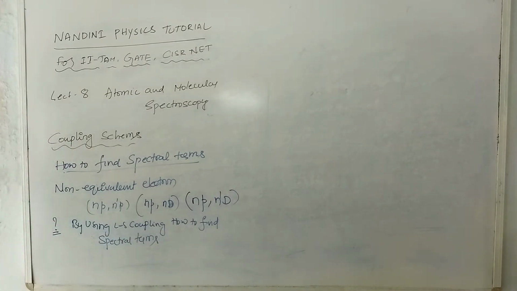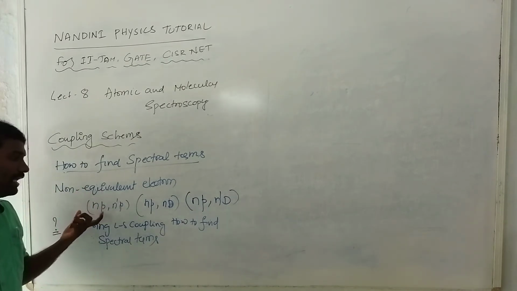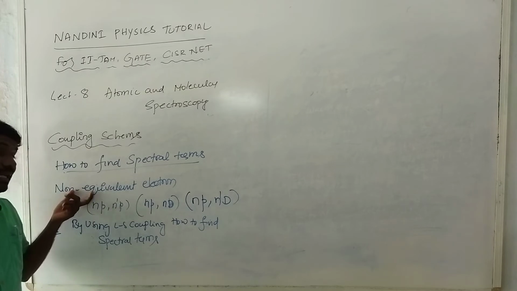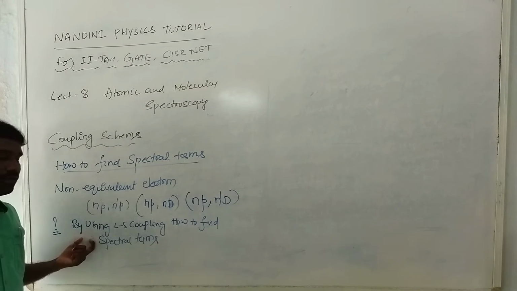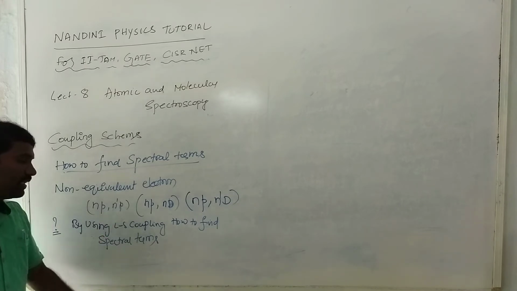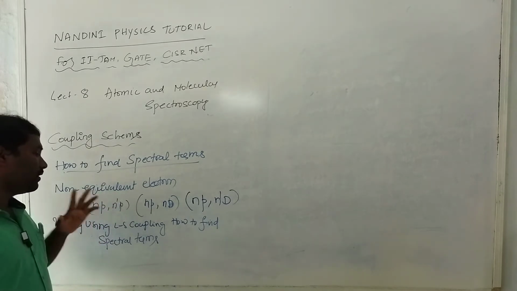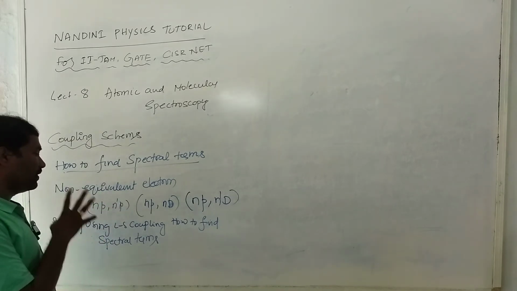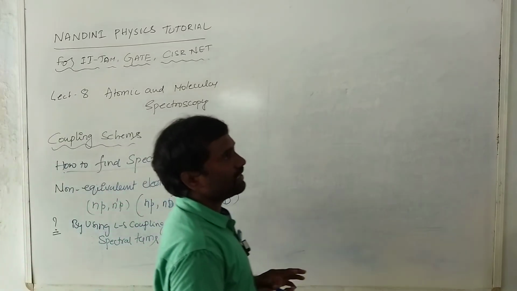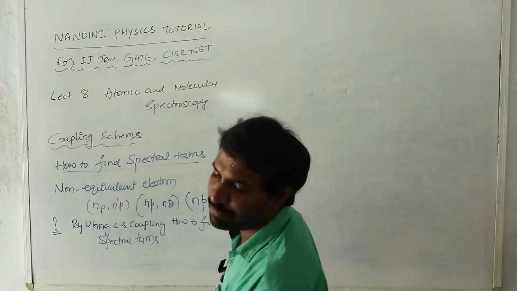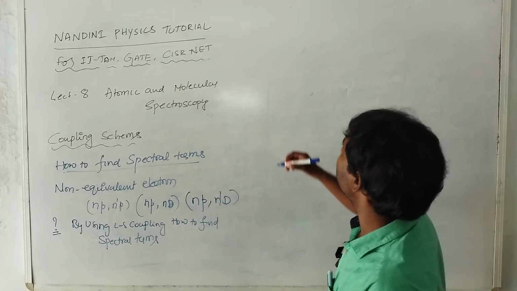These non-equivalent electrons also have spectral terms, and those spectral terms will be identified by using LS coupling. Right now I want to prove this for the non-equivalent case of electrons. First of all, I consider the sp configuration, which is a two-state configuration, as I explained. So, first example.